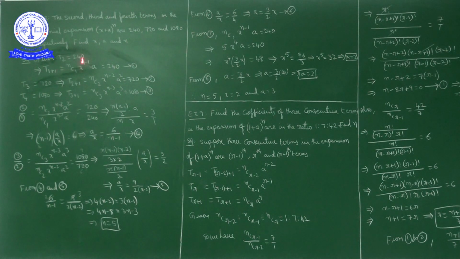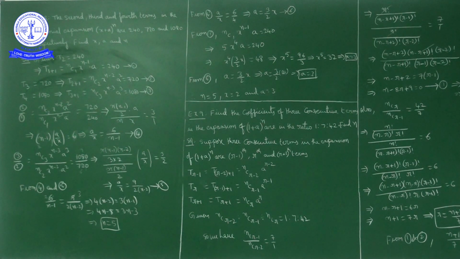T2 is 240, but the general term T(r plus 1) is nCr x to the power n minus r into a to the power r. Now using this T2, what can we write? T(1 plus 1), so r is equal to 1. So T2 is nC1 x to the power n minus 1 into a to the power 1. So this is 240. I'll mark this one as 1.